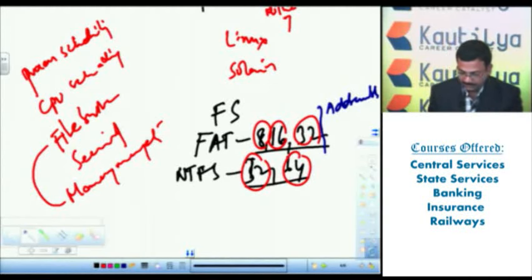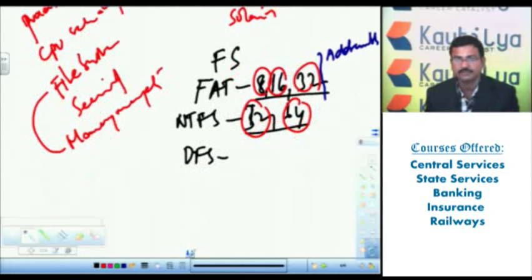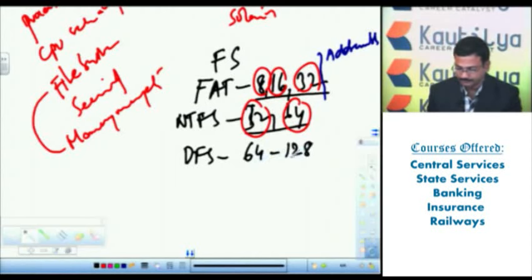Then the next case is DFS. DFS stands for distributed file system, and this started for storing data at 64 to 128-bit.